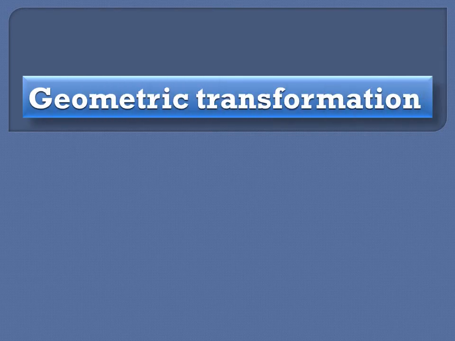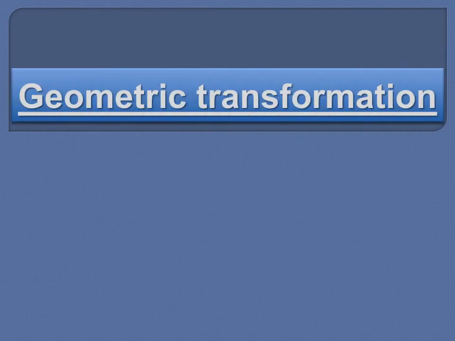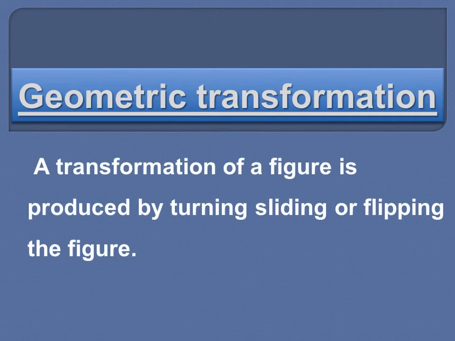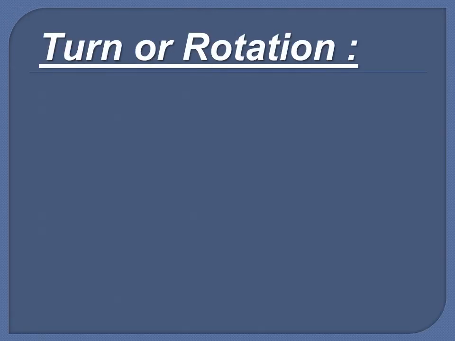And now let's talk about the geometric transformation. First, we have to know the meaning of geometric transformation. A transformation of a figure is produced by turning, sliding, or flipping the figure. Let's see. So the first transformation is turning or rotation. We have here these two names. So turning or rotation. How can we make the turning or rotation?